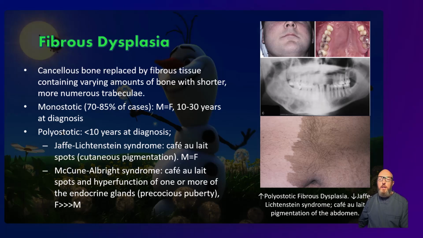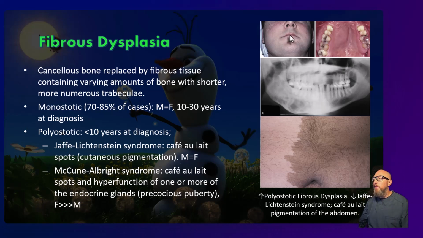Jaffe-Lichtenstein is polyostotic fibrous dysplasia plus cafe au lait spots. And then McCune-Albright is cafe au lait spots plus endocrine hyperfunction, classically precocious puberty, and overwhelmingly, if you notice the last point here, it occurs in females.